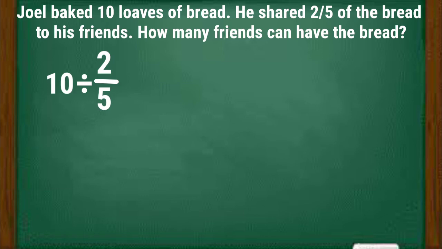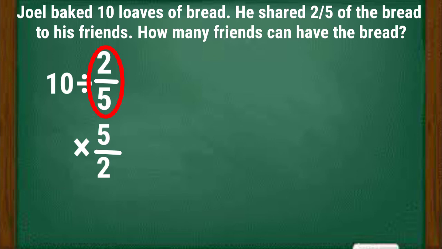What are the steps in dividing fractions and whole numbers? The first step is to get the reciprocal of your divisor and proceed to multiplication. So in this case, our divisor here is 2/5. How do you get the reciprocal of 2/5? We need to get the multiplicative inverse of 2/5. So what is the multiplicative inverse of 2/5? We have 5/2.